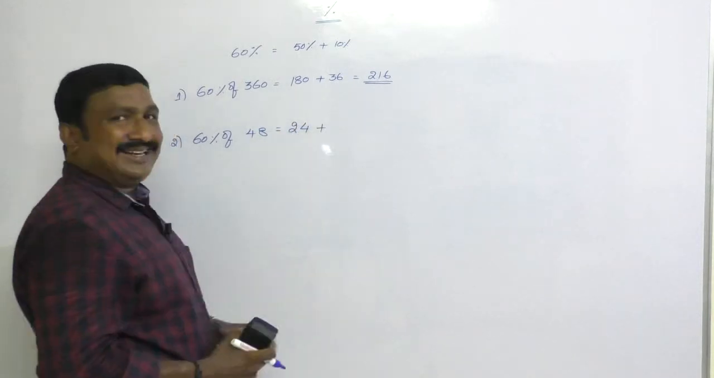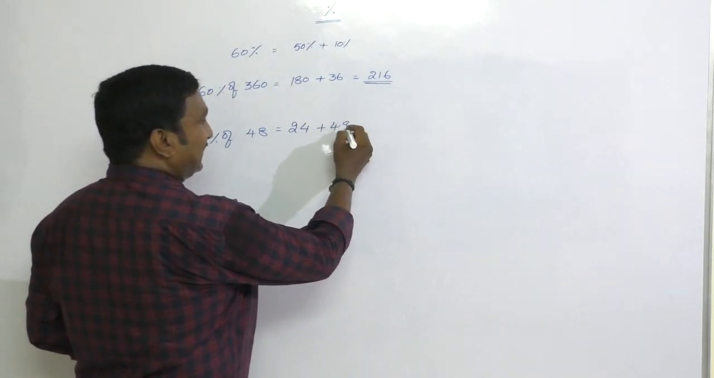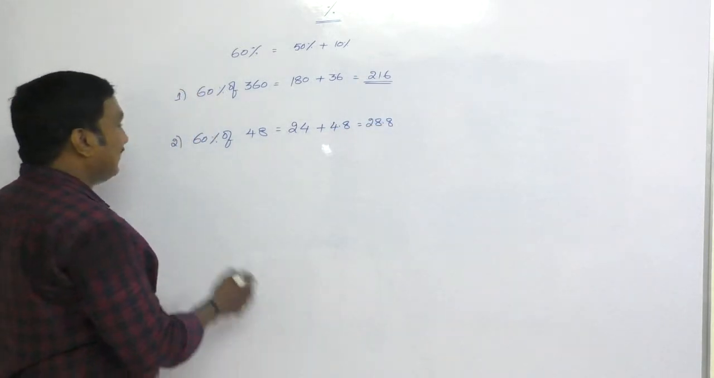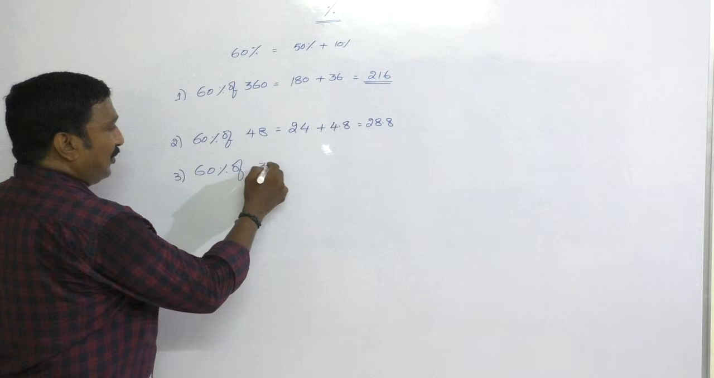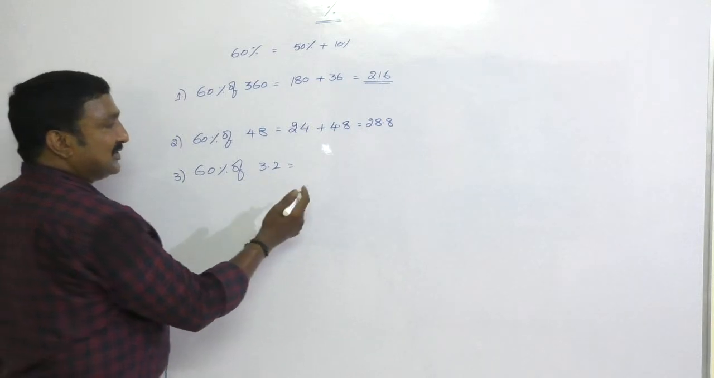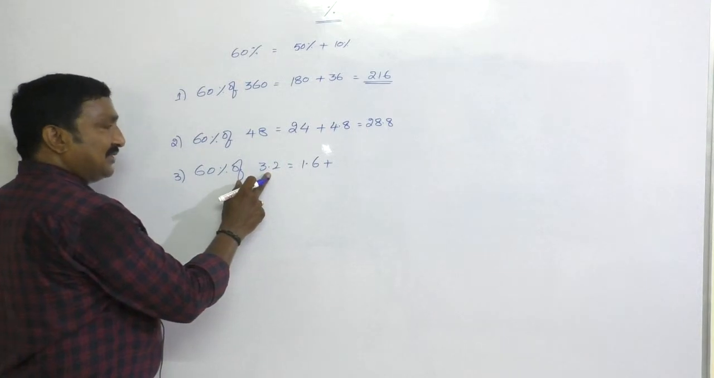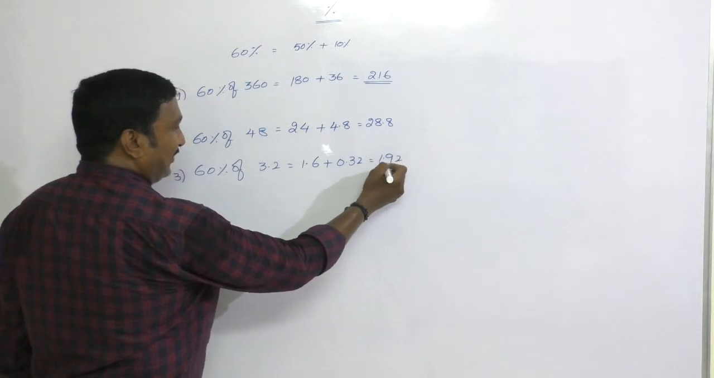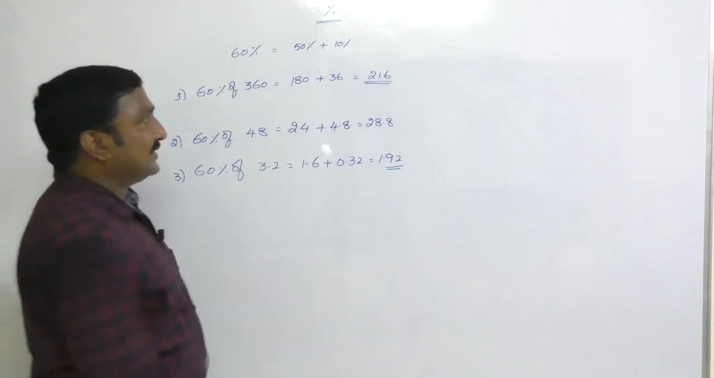Now I want to calculate the 10% of 48. So the 10% of 48 is nothing but 4.8, which is equal to how much will come? 28.8. Okay now friends, similarly if you want to calculate 60% of 3.2. So what is the 60% of 3.2? Half of the 3.2 is nothing but how much will come? 1.6 plus 10% of 3.2 is nothing but 0.32, which is equal to 1.92. Okay now friends, so like this we can calculate the 60%.